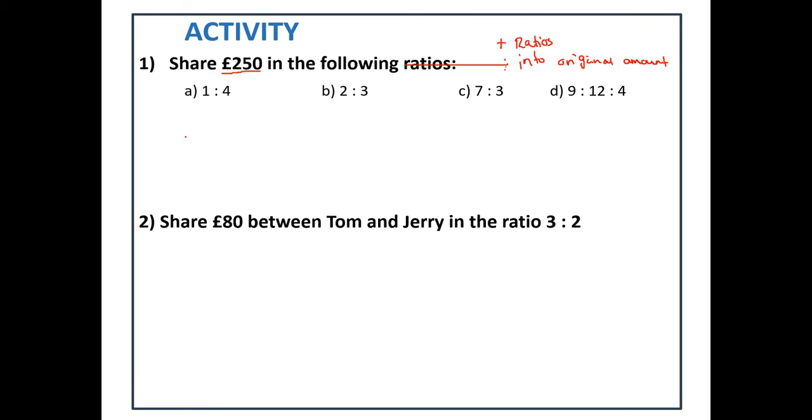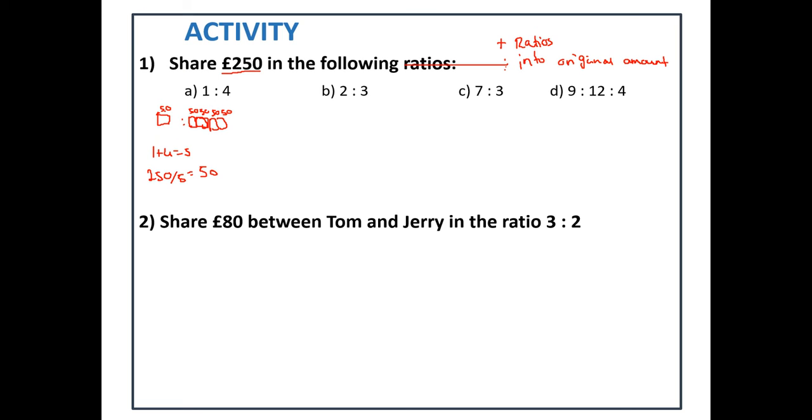Right, let's go for these answers. So if we were sharing £250 in 1 to 4, so we've got 1 square to 4 squares. So we have to add our ratios first. So 1 plus 4 gives us 5. Then we have to do 250 divided by 5, which gives us an answer of 50. So that means that each box is worth £50.